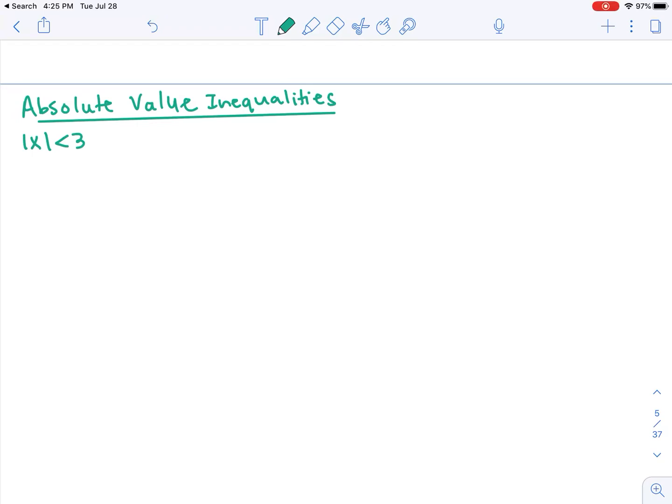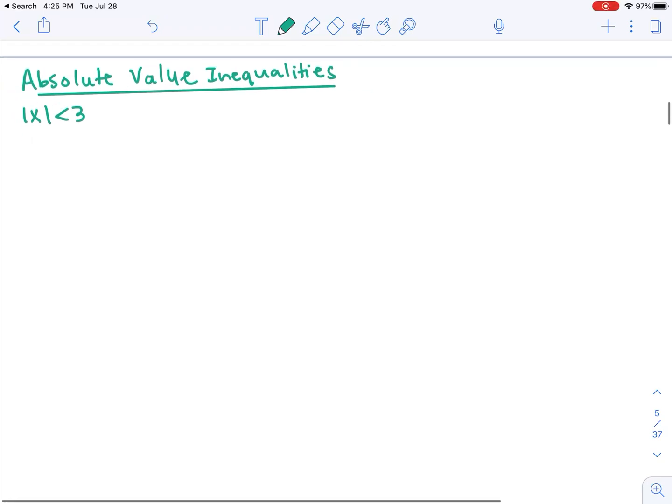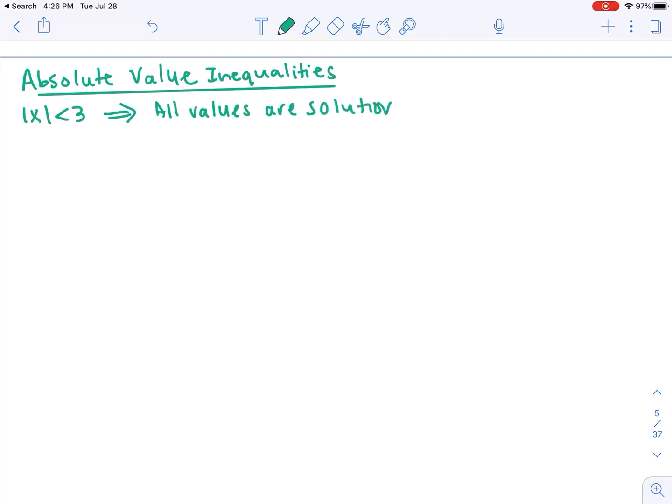We're now going to look at absolute value inequalities. First, absolute value of x is less than 3. If we recall back to what an absolute value equation was, it was just the distance away from 0. So here we would define absolute value of x is less than 3 as all values are solutions if they are less than 3 units away from 0.